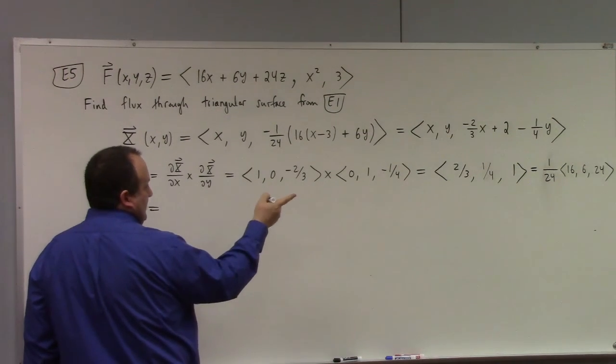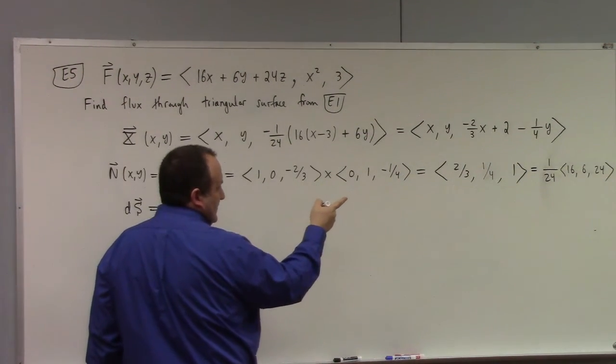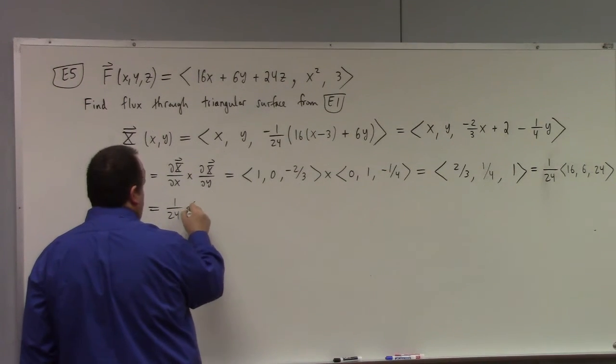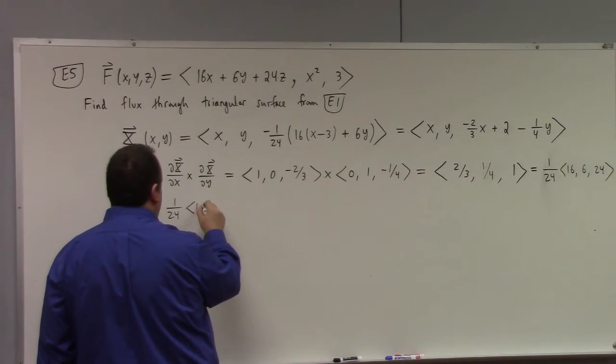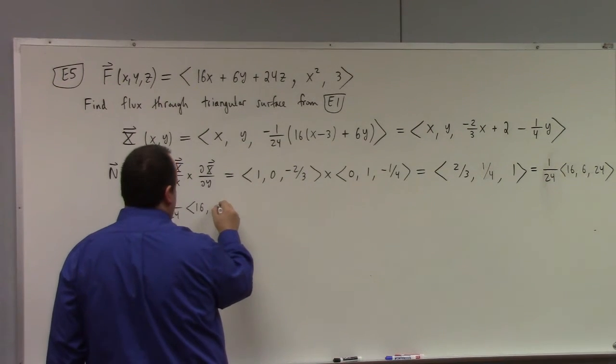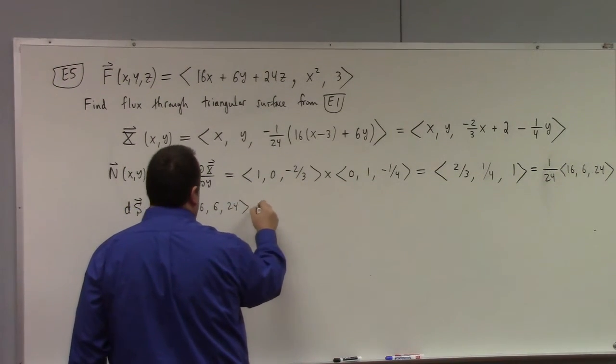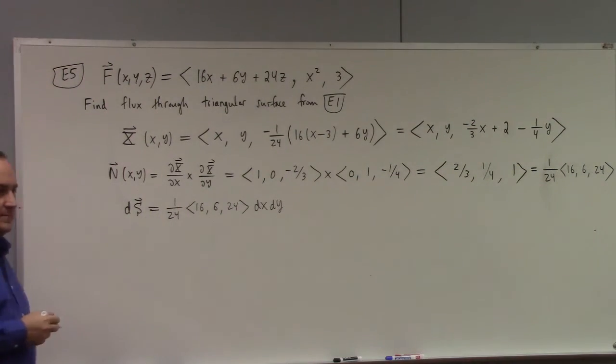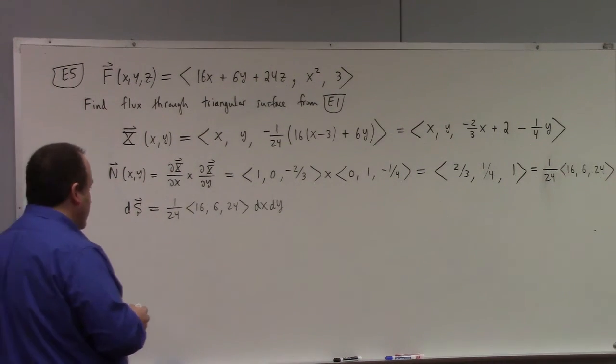well, I don't know, you guys, what do you like? Do you like the 1/24 with the big numbers? I like the 1/24 with the big numbers. But you could go with little numbers. It doesn't really matter. So there you go. There's your infinitesimal vector surface area element.